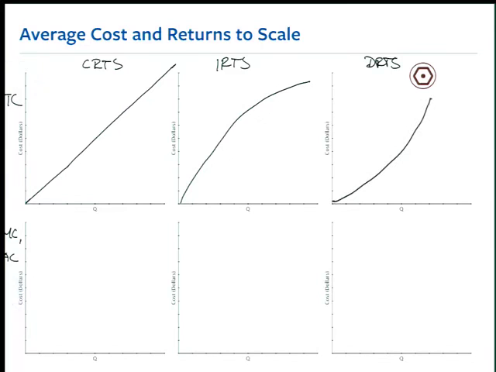What about average costs and marginal costs? So if you double your output and your costs exactly double, what happens to the average cost of production? Stays the same, right? So you double output, you double your cost of production, your average costs of production stay the same. So for constant returns to scale, the average cost of production is constant.